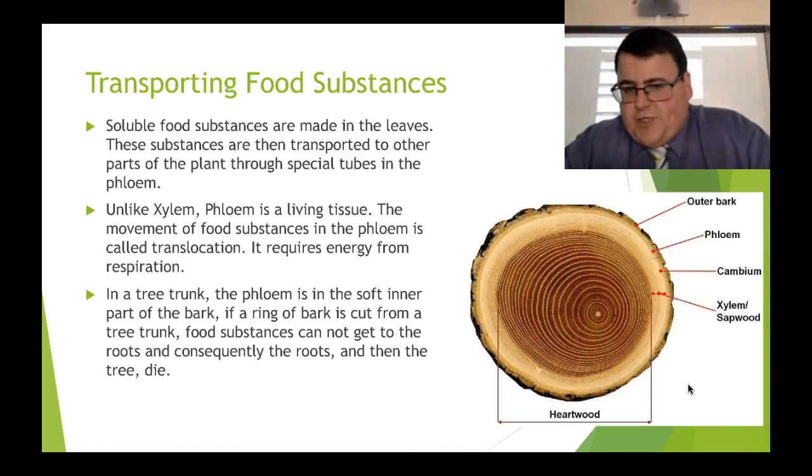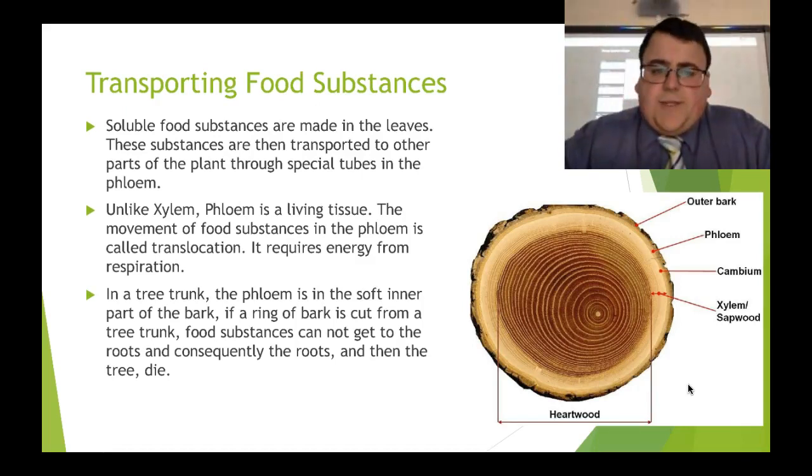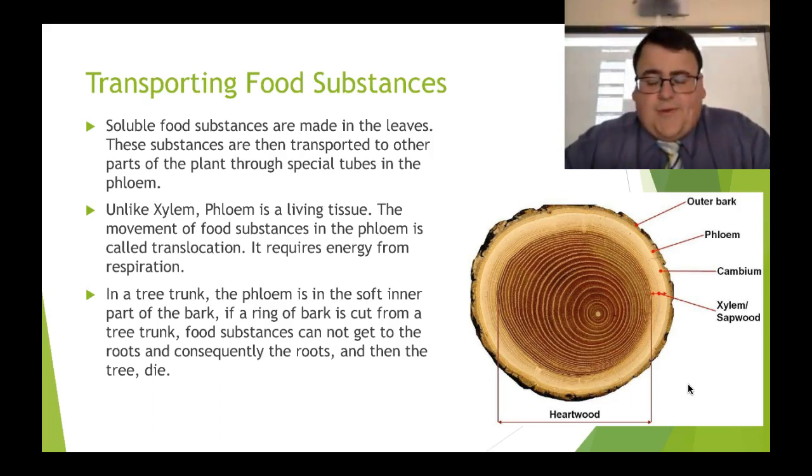Food substances and how we transport them. Soluble food substances are made in the leaves of the plant. Those substances need to be transported to other parts of the plant to use for their growth. So they are transported to other parts of the plant through the phloem. Unlike the xylem, phloem is a living tissue, and the movement of food substances in the phloem is called translocation. It requires energy from respiration, so ATP from cellular respiration, aerobic respiration.